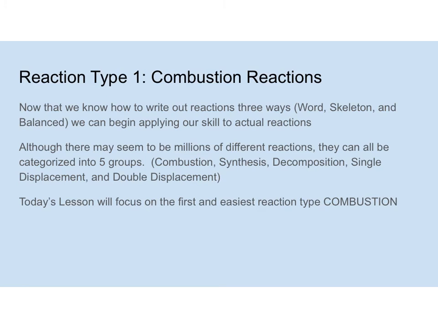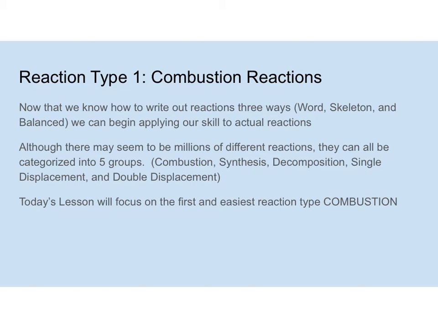Okay? So now that we know how to write out reactions 3 ways, like I mentioned, we can begin applying our skill to actual reactions. So although there may seem to be millions and millions of different reactions, they can all be categorized just into 5 groups. And these are the 5 groups that we're going to go through, starting combustion today, and then next week the other ones. And the different reaction types are combustion, synthesis, decomposition, single displacement, and double displacement.